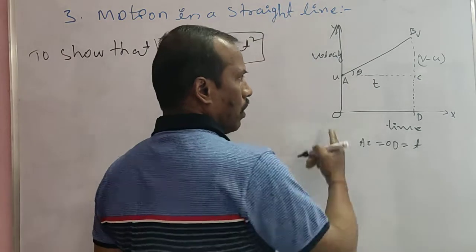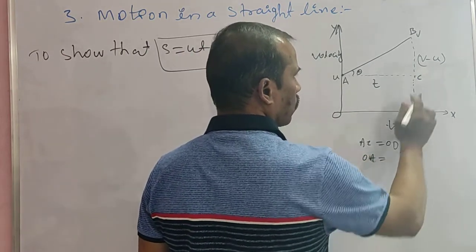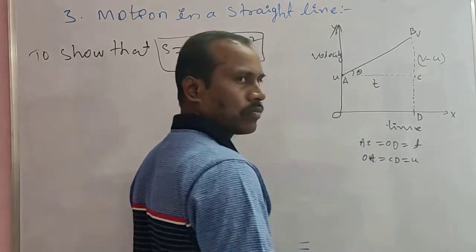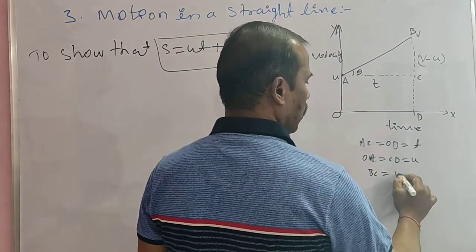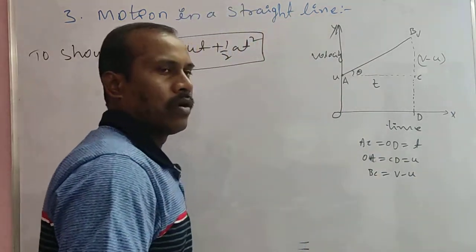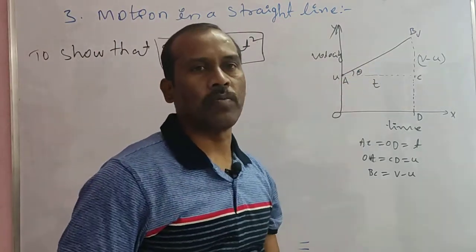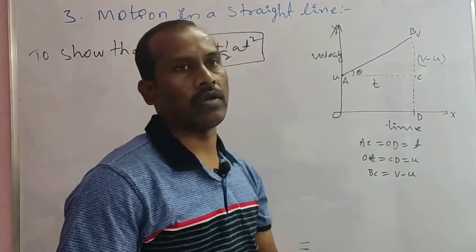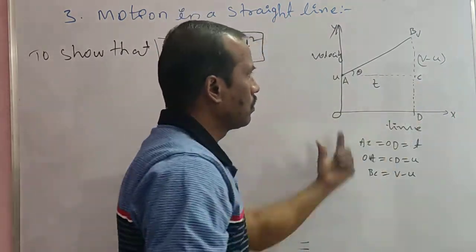Now here from the graph, AC is equal to, and OD is equal to simply time T. Next, OA is equal to CD is equal to U. Next, BC is equal to simply the change in velocity. So the area under the AB slope gives the displacement of the particle.